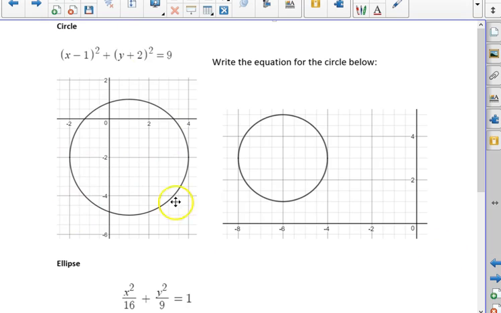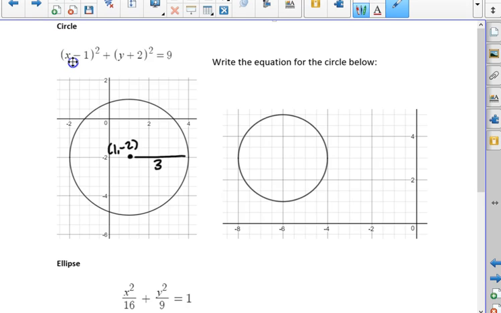If you look at this graph here, you'll notice that this equation tells us the two most important features of a circle, which are its center and its radius. A circle is defined by its center and its radius. The center here is (1, -2), and the radius is 3.